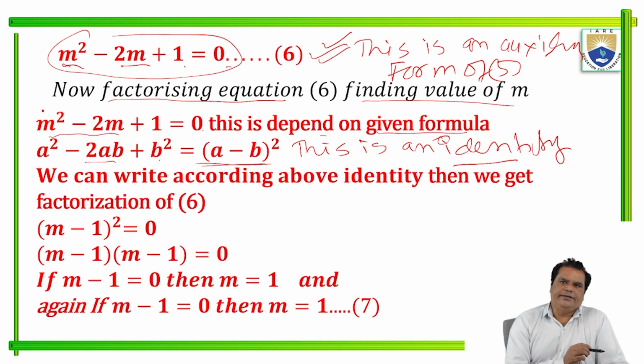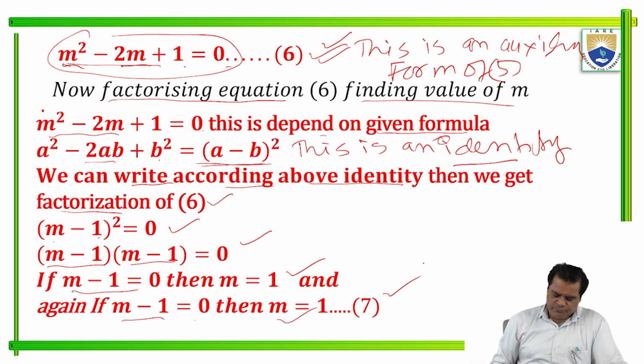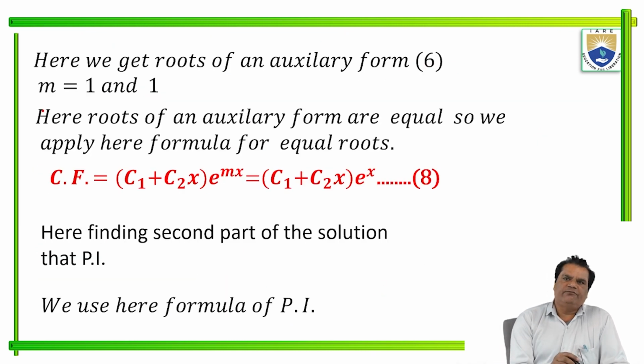This is an identity. So according to the above identity, we get the factorization of equation 6. This is a perfect square. So here (m minus 1) whole square equals 0. M minus 1 into m minus 1 equals 0. If m minus 1 equals 0, then m is 1. And again m minus 1 equals 0, then m is 1. So from equation 7, we get the value of m is 1, 1.